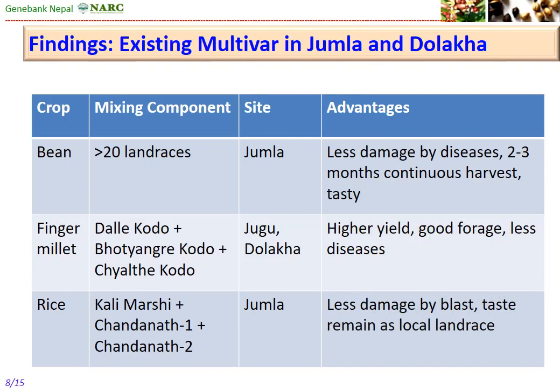During the documentation, interviewing the farmers, we found practices of cultivar mixtures in beans, finger millet, and rice in Jumla and Dolakha. In Dolakha, some farmers mix 3 local varieties they call Dalli Kodo, Botangri Kodo, and Chalte Kodo. In all the cultivar mixtures, the farmers said it is good for minimizing disease problems and getting higher yield.